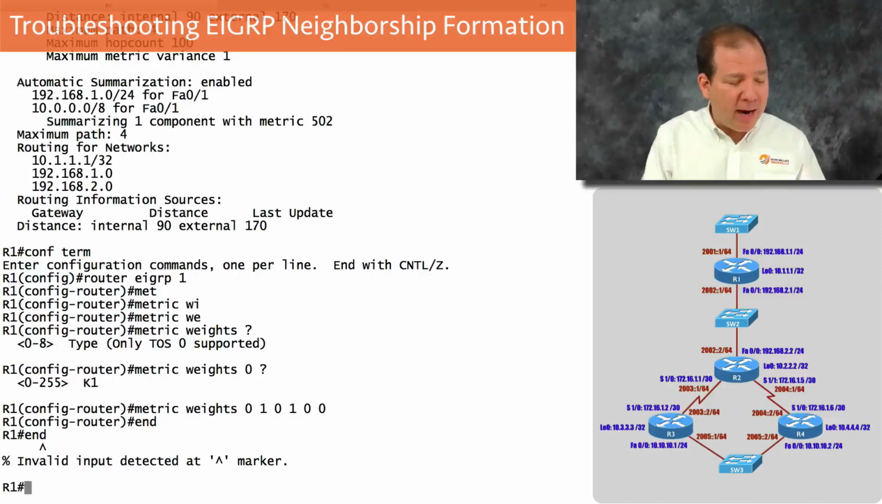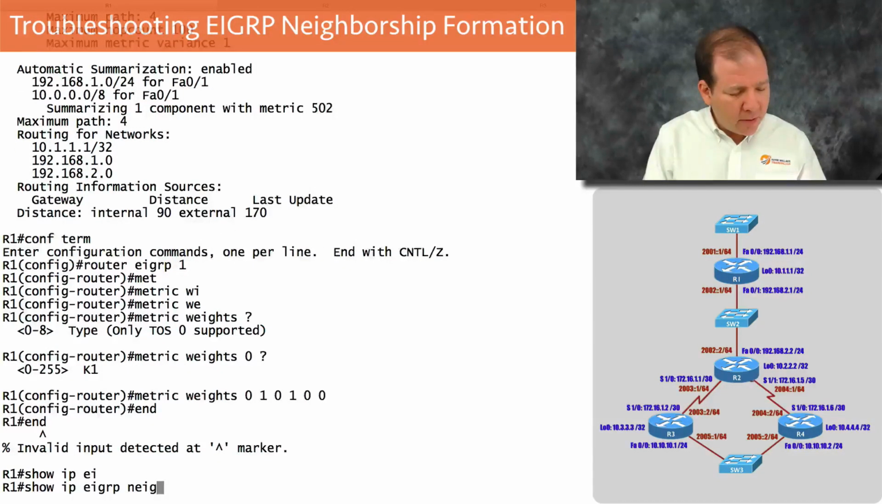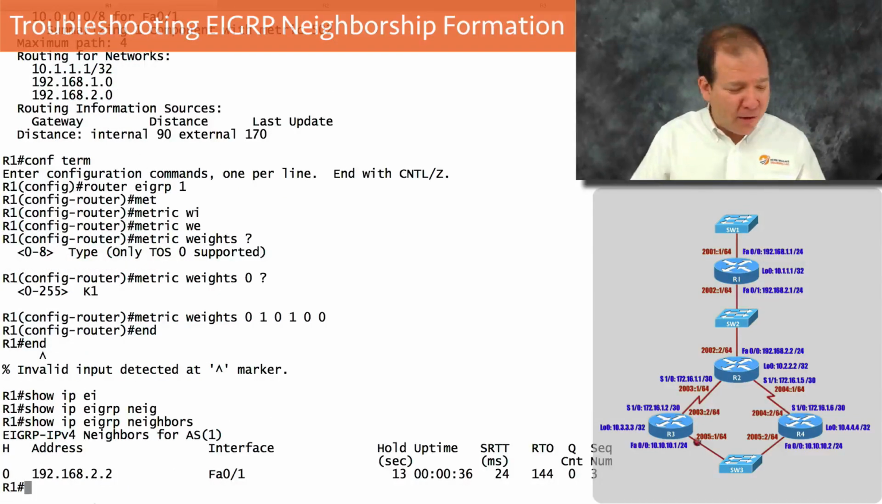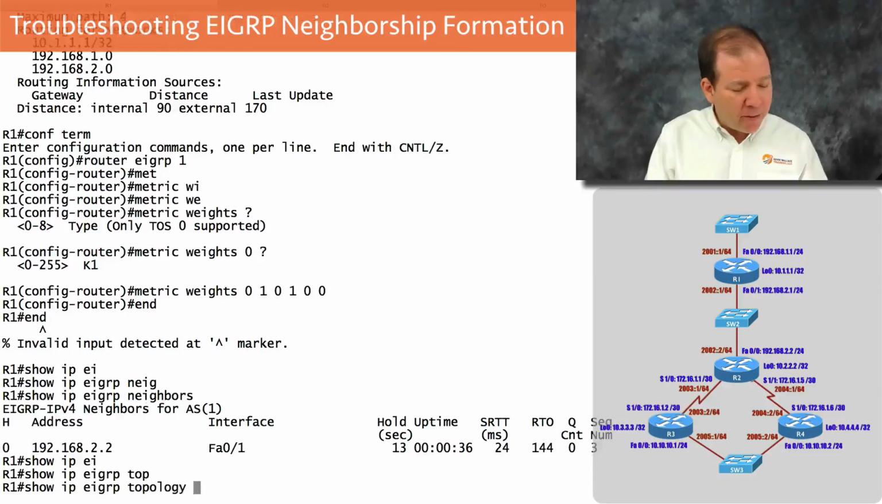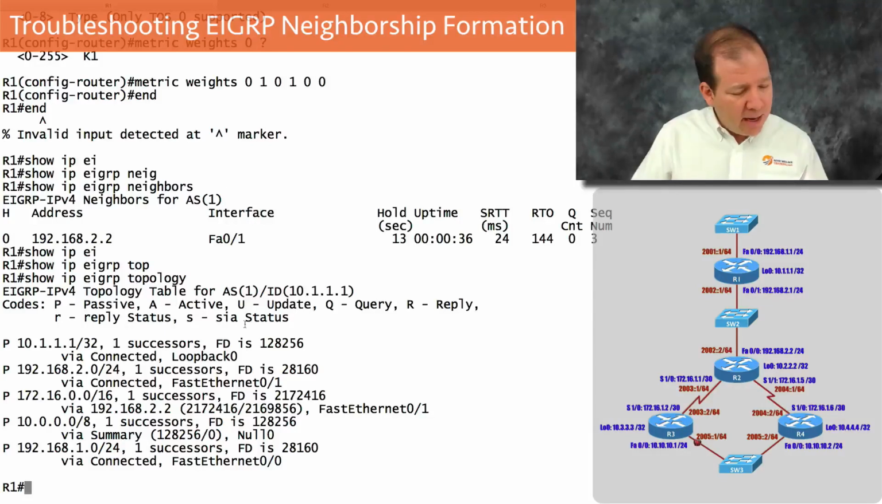Let's see if we now have a neighborship. Let's do a show IP EIGRP neighbors. Great news. We are now a neighbor with router R2. I wonder if I've learned anything via EIGRP. Let's do a show IP EIGRP topology. And have I learned anything? Yeah, I sure have. I've learned about this 172.16 network. I'm not directly connected to that. I've learned that via EIGRP. I've learned that that's available out of this interface.